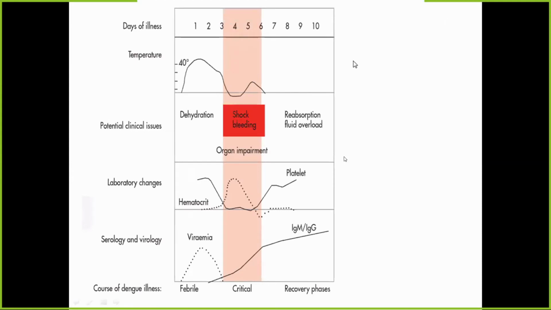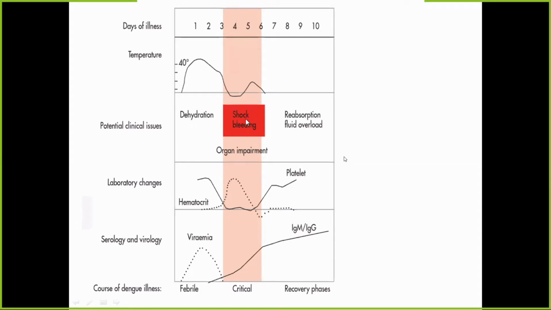Okay, so this is the chart showing the different parameters. In the febrile phase, there is fever, and once the critical phase sets in, the fever usually decreases, right? And then potential clinical issues: initially in the febrile phase, there's nausea and vomiting, so there is risk of dehydration.